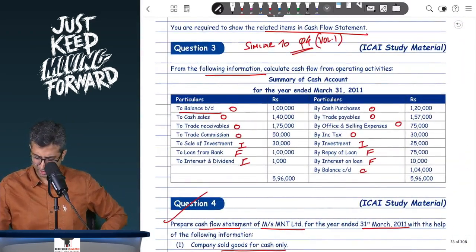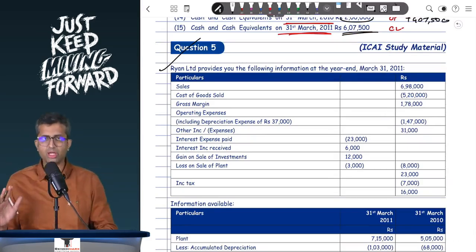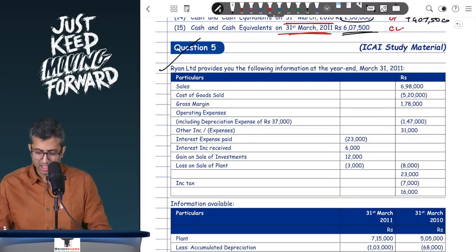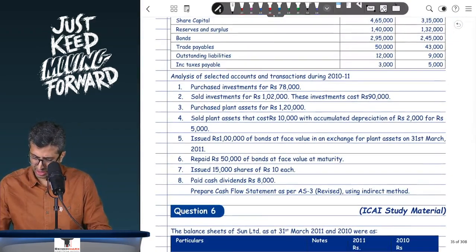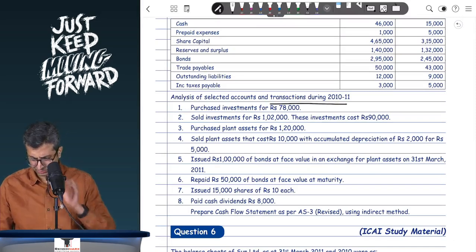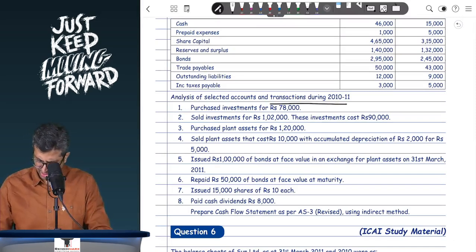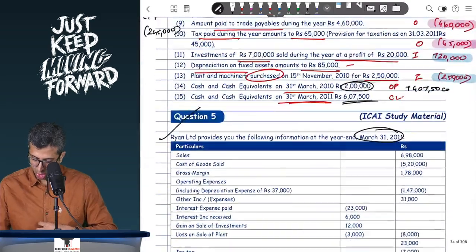Question number 4. The important questions are somewhere in the middle of this chapter. Ryan provides you the following information at 31st March 11. So you have this entire balance sheet and you've been told analysis of selected accounts during 10-11. What has been said last? Prepare cash flow using indirect method. Now if I had to follow indirect method over here, what will I do?